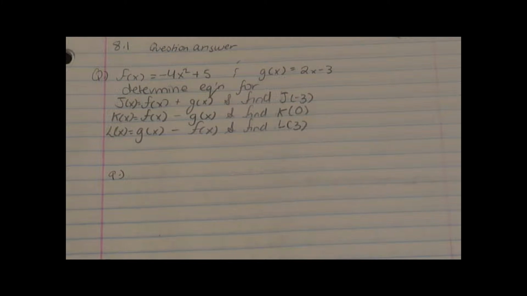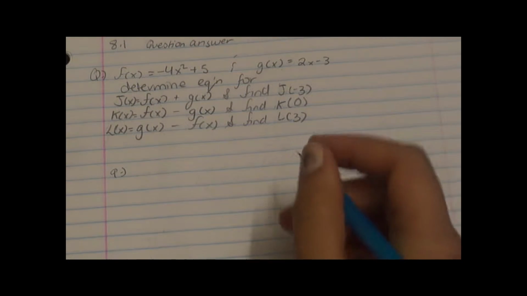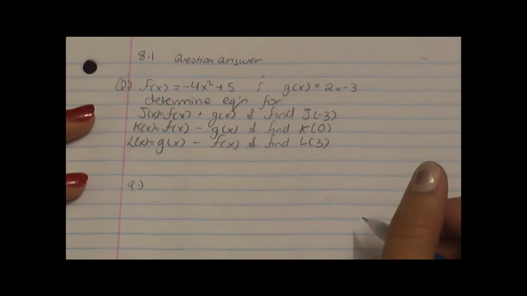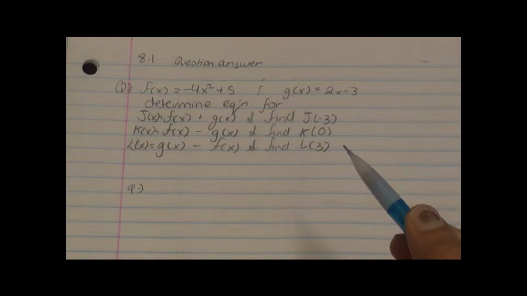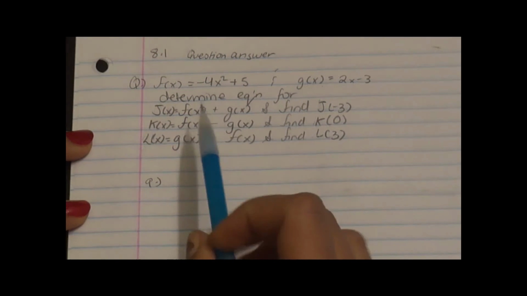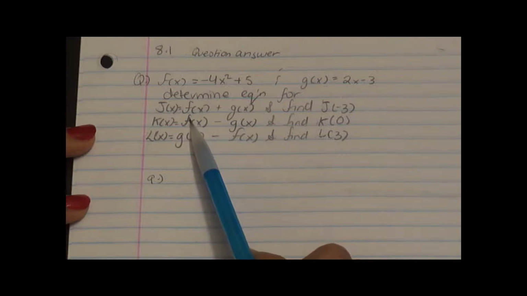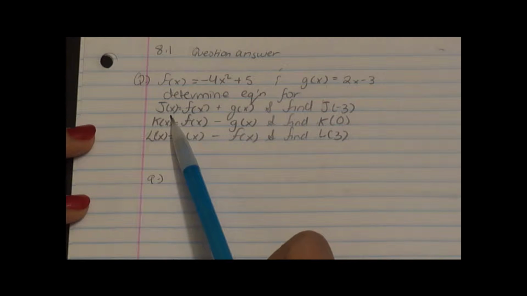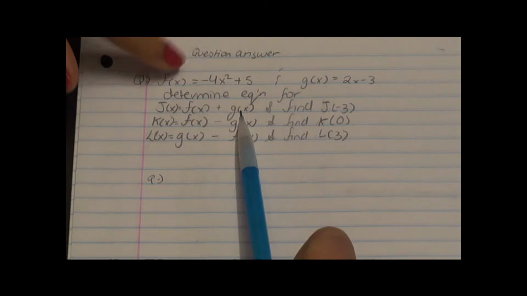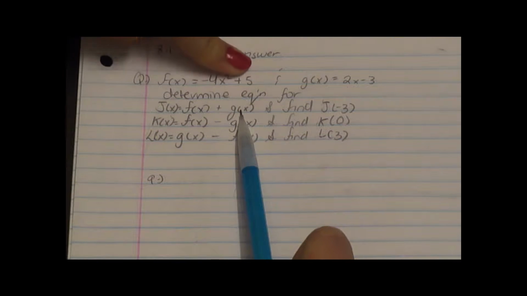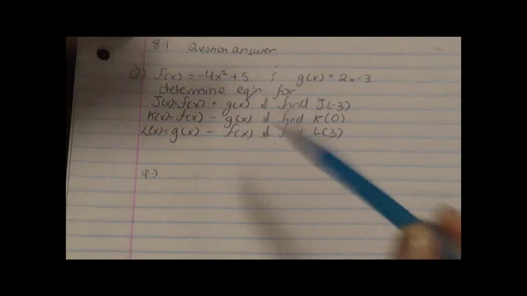Okay, so for the 8.1 question and answer, I decided to do a question in which you have to add two equations and subtract them and find a value for them. So for A, it says to determine an equation for j of x. j of x equals f of x plus g of x. f of x is negative 4x squared plus 5, and g of x is 2x plus 3.